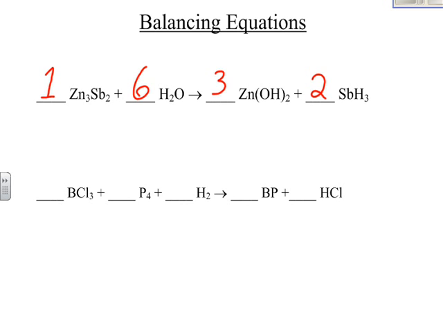In the second equation, the first substance looks like it would be the most complex, so we would put a 1 in front of there. That gives us 1 boron. To get 1 boron, we would swing over to the product side and put a 1 in front of the BP. We have 3 chlorines, so I would swing across to the right, and to get 3 chlorines on the product side, I would put a 3 in front of the HCl.